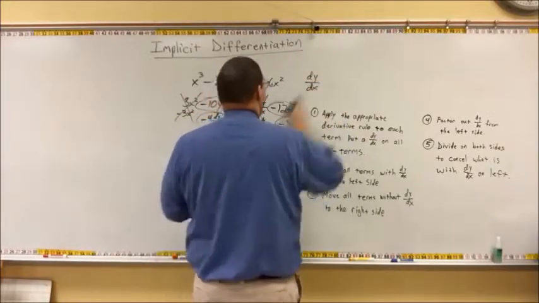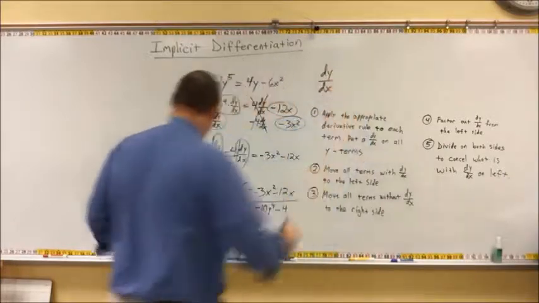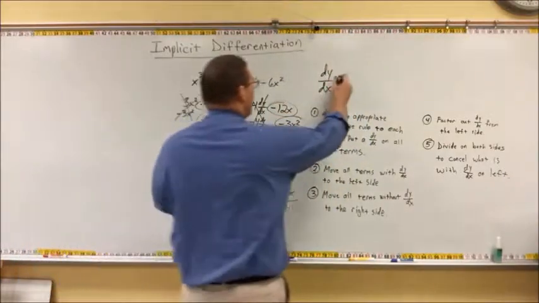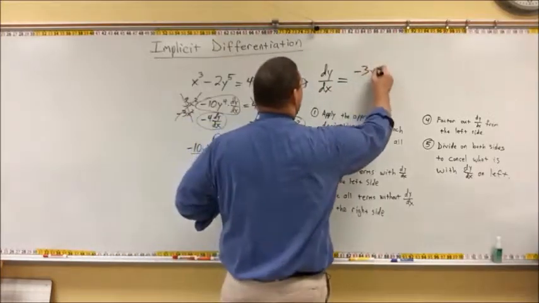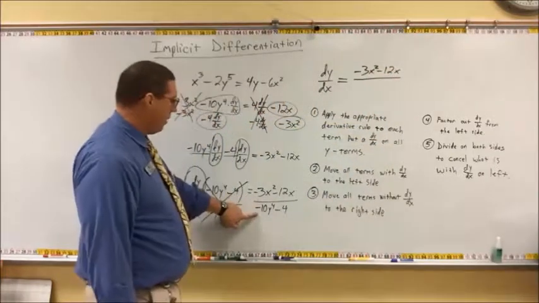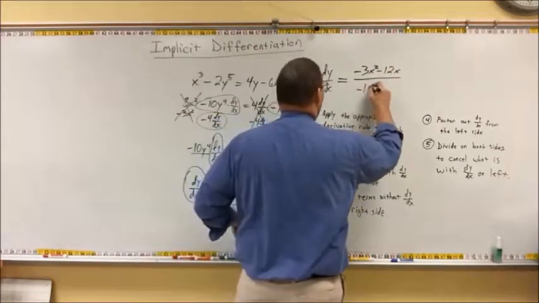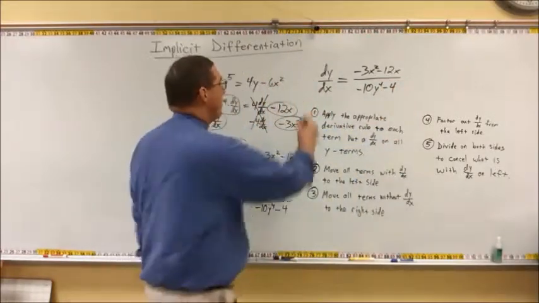Let's just rewrite it. Our final answer is dy/dx is equal to negative 3x squared minus 12x over negative 10y to the fourth minus 4. There we go. And that's our derivative.